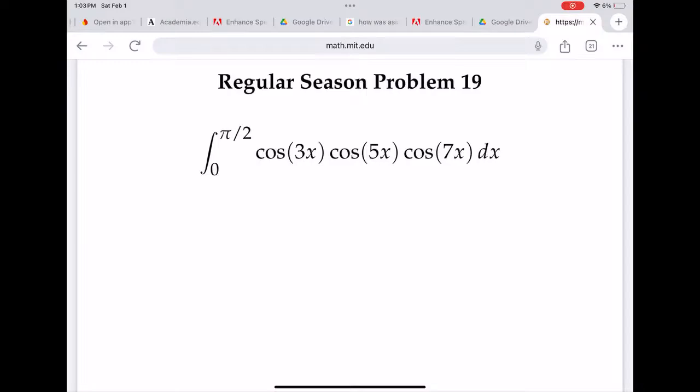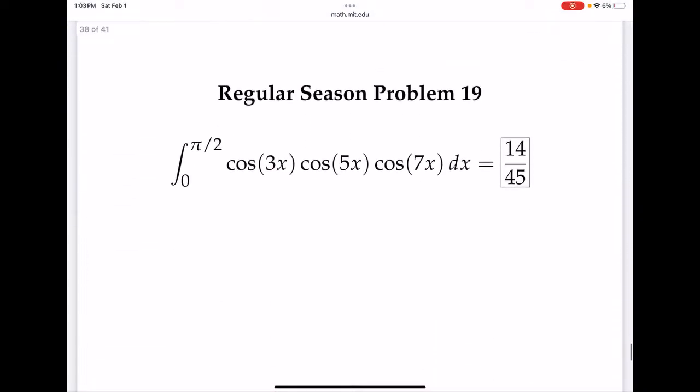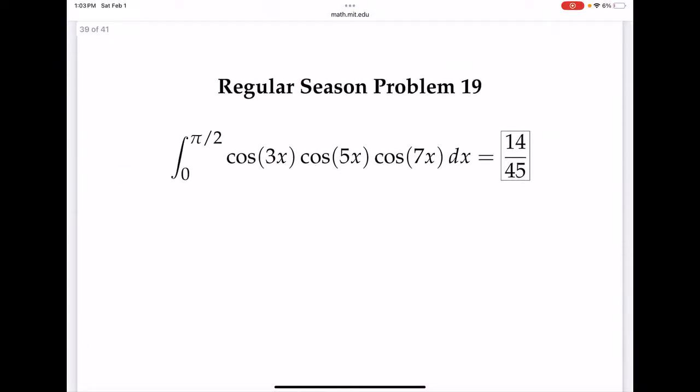Whew. 14 by 45. Exactly, guys. So this wasn't anything more than trying to break a product into a sum, right? It's just so easy actually. So now let's go to the next problem.